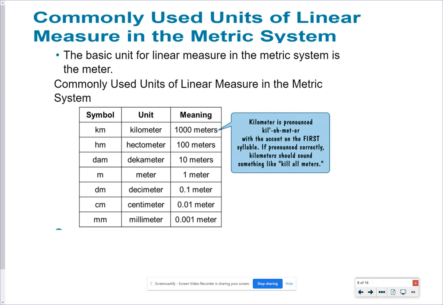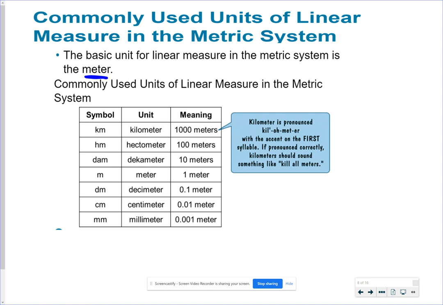Commonly used units of linear measure in the metric system. So the basic unit of linear measurement is the meter, okay? And the abbreviation for that is M for meter. See it down here in the table, the meter. That's our basic unit of length measurement in the metric system. And then the others are just closely related to that. The decameter is 10 meters. The hectometer is 100. The kilometer is 1,000, right? 1,000 meters. And then we go the other way.